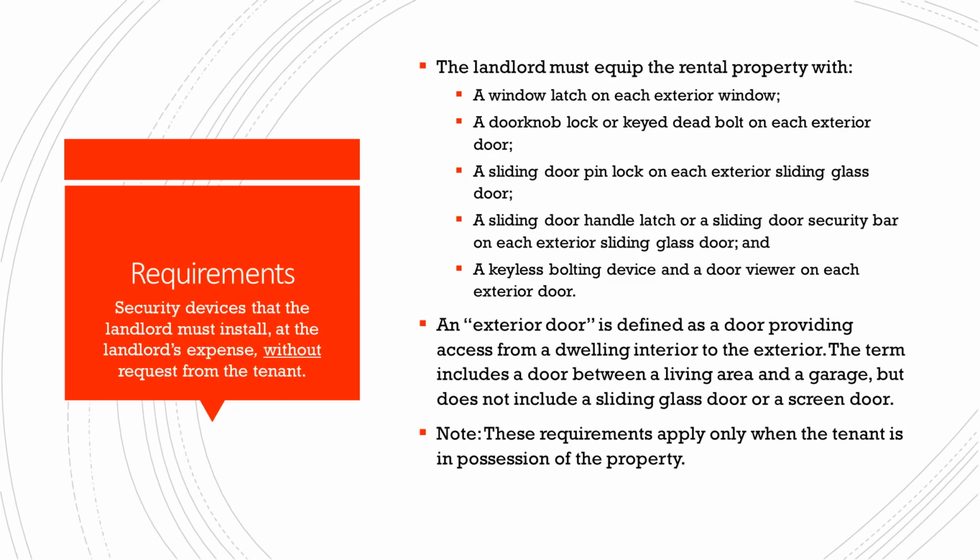Now, if there is one slide out of this entire presentation that you should remember, it is this one. Flag it, star it. This is an important one. So we are now talking about those Category 1 security devices that a landlord has to install at the landlord's expense without a request. They have to be there. So a landlord has to equip the rental property with these things, these 5 items, or 5 points rather.